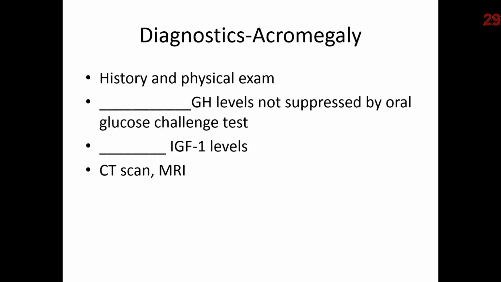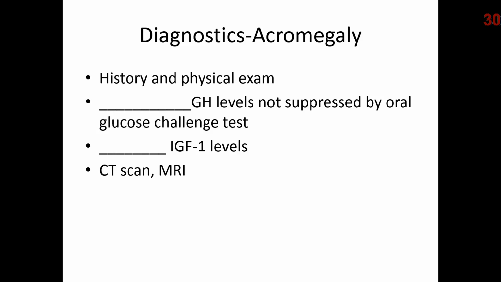So diagnosing acromegaly, typically you look at a history and physical exam. They will draw growth hormone levels. They'll do what we call an oral glucose challenge test, and we see elevated growth hormone levels, whereas in our bodies normally, if we did this oral glucose challenge, we would actually see a suppression of the growth hormone. That's not the case here. The growth hormone is still elevated even after this oral challenge. So the body is still producing growth hormone even though it's not needed.